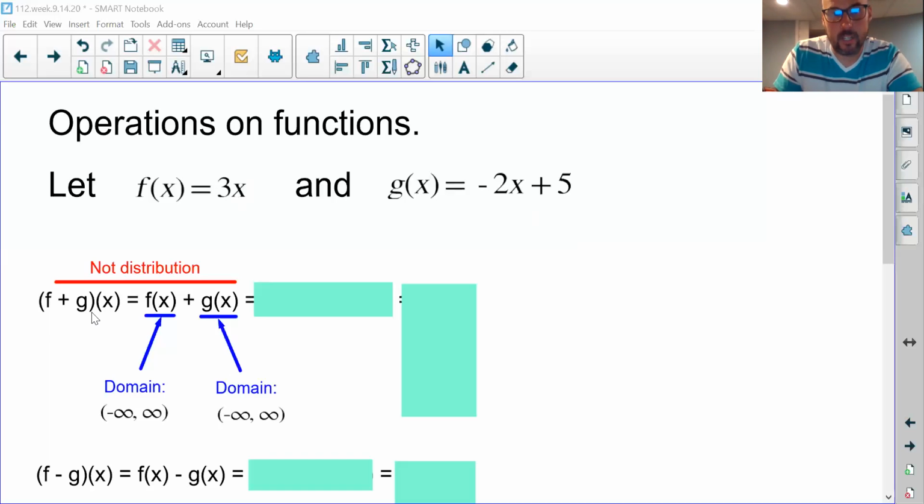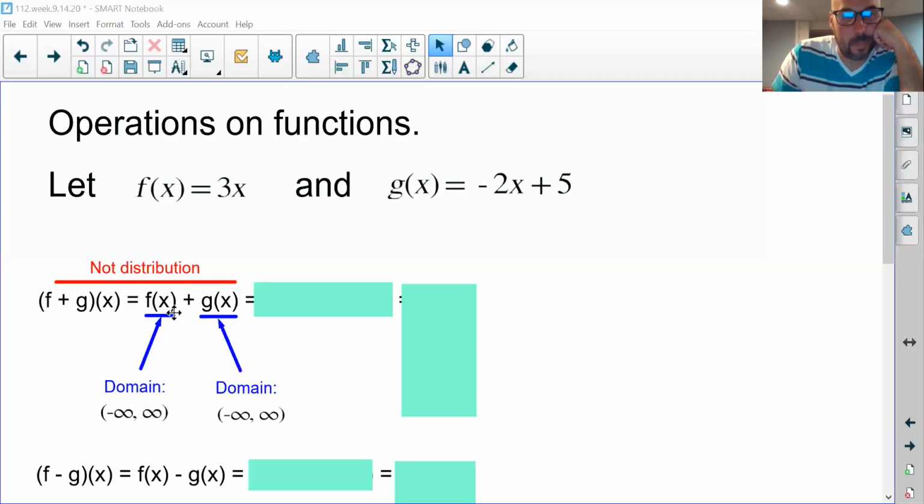Well, f plus g of x is how you read this, and you could rewrite it as f of x plus g of x. It is not distribution. Don't think distribution. It looks like it, I get it. But distribution is a combination of multiplication and addition, and you are not multiplying anything here. What this equal sign is really saying is that f plus g of x is the same thing as taking that input x, putting it into f, putting that same input into g, and then adding the two results. So it looks like distribution, but it isn't.